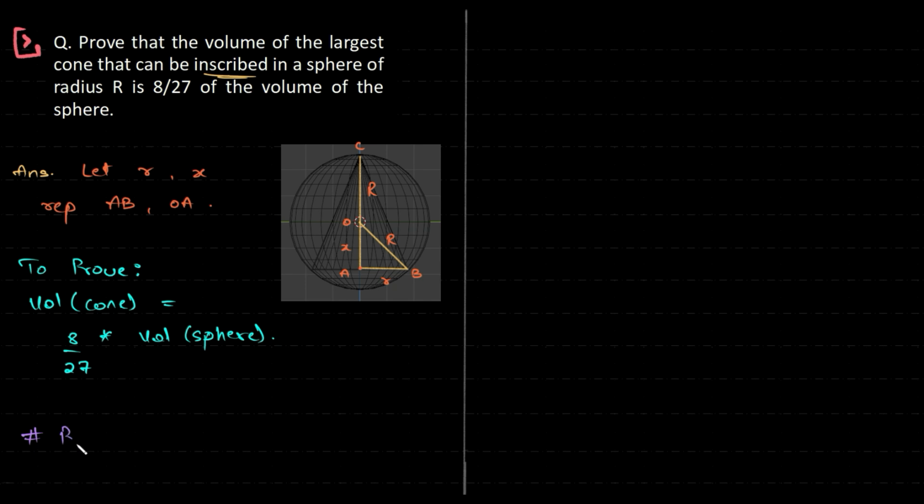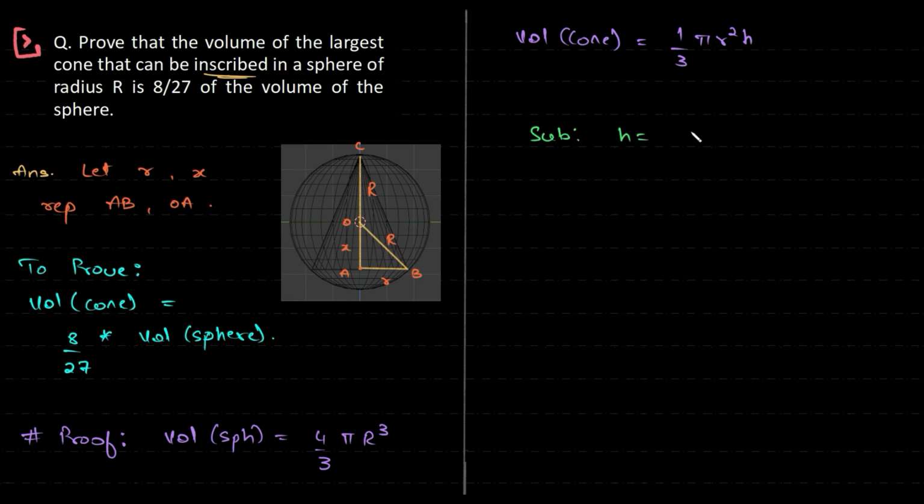Now the proof. So I would like to start off with writing the volume of the sphere with radius R. So that is 4 by 3 pi R cube. Next, volume of the cone is 1/3 of pi r square h. So we need to substitute h as R plus x.